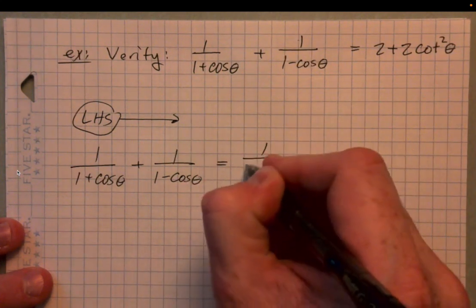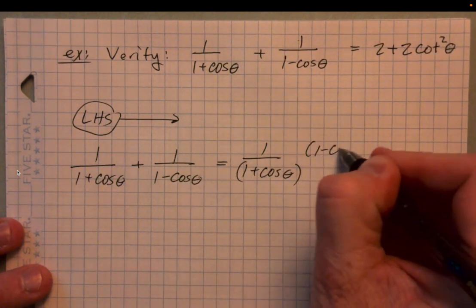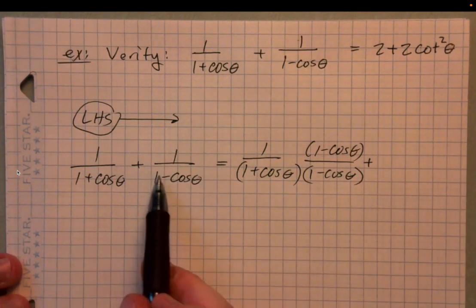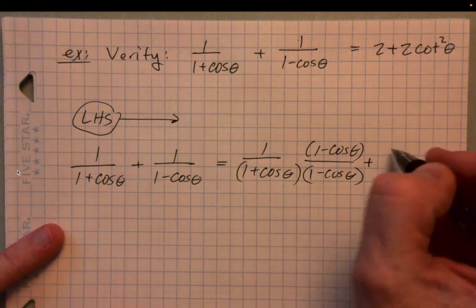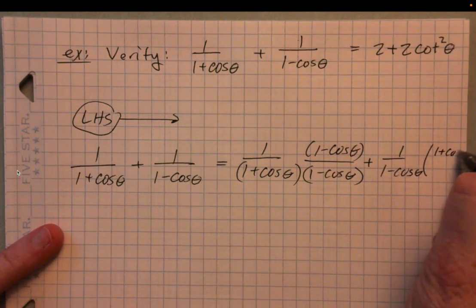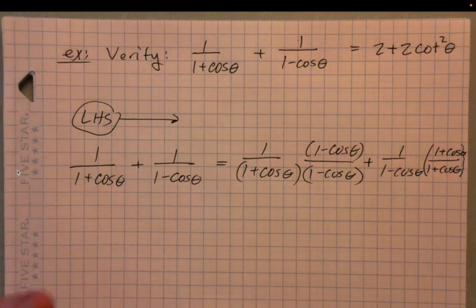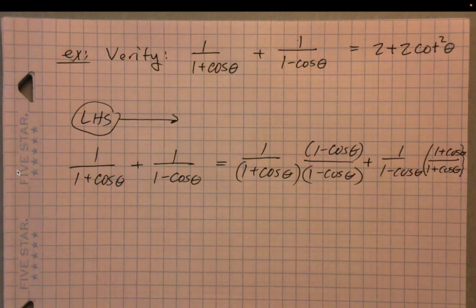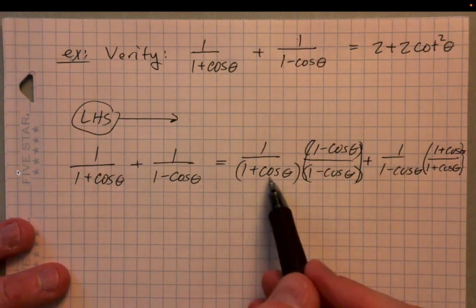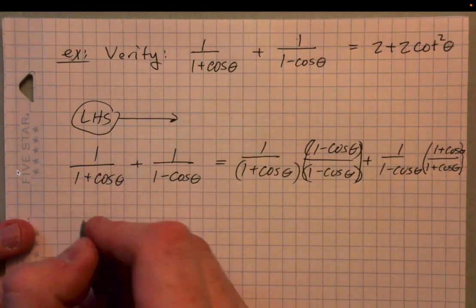So 1 over 1 plus cos theta, I need to multiply top and bottom by this guy. And then for this other one, I need to multiply top and bottom by 1 plus. So I've got 1 over 1 minus cos theta, and I need to multiply top and bottom by 1 plus cos theta over 1 plus cos theta. Sorry about that, it's a little small, but hopefully that's okay. Same idea as what I have here, except plus. And so now my denominator is 1 plus cos theta times 1 minus cos theta in both terms. So I have a common denominator.